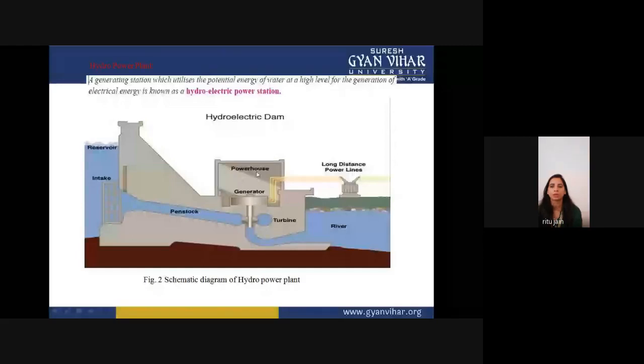So you can see in this diagram the reservoir, where you can store the water. This is your intake penstock, in which the water comes through with pressure and goes to the turbine, and the turbine rotates. So the kinetic energy of water is converted into mechanical energy. And by using the turbine, the mechanical energy is transferred to the generator, and this generator converts mechanical energy into electricity. In the powerhouse, by transmission lines, the power can be transmitted.